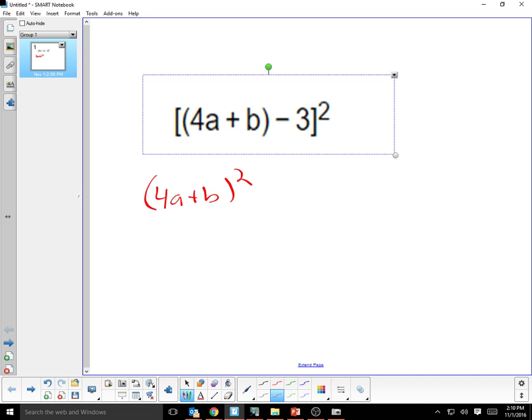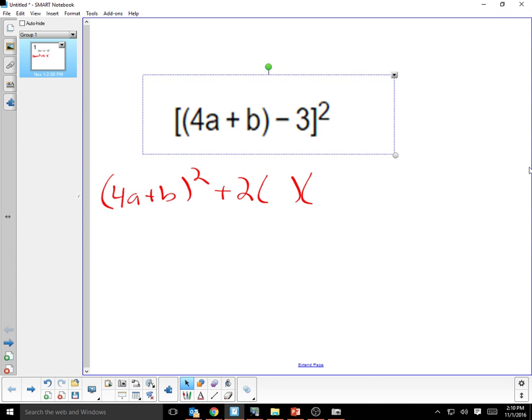And then you're going to get 2 times the first and the second one. So let me slide this over a little bit so I can get my space in here. So this should be negative 3, 4ab plus b. And finally you should get the negative 3 squared. Okay, so there's your setup. Any questions on how I set up this problem to solve? All right, let's finish this up.